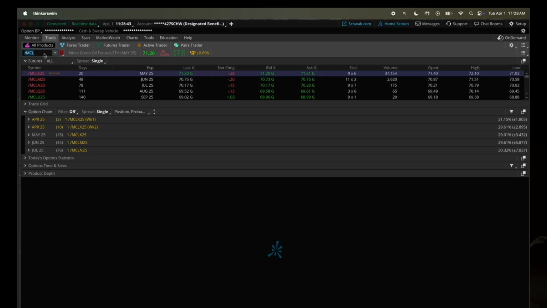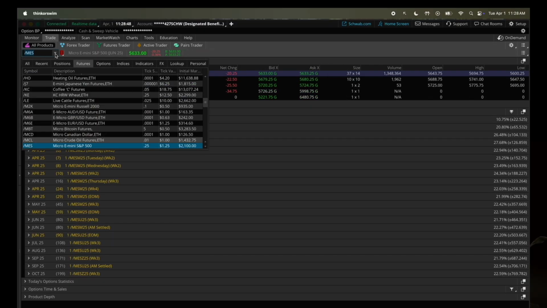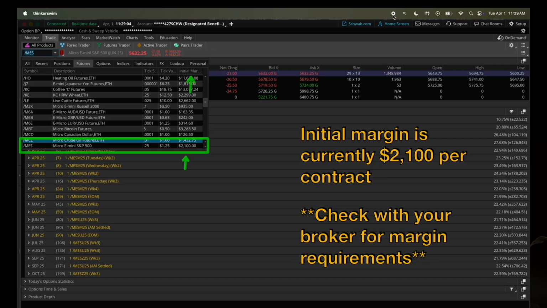So taking a look here, once again at the platform, we're going to go under the Futures tab and once again highlight /MES. And we can see here that in the right-hand column, initial margin is listed, and the initial margin for this particular contract is $2,100. And it's important to check with your broker for margin requirements, as they can differ across different trading platforms.